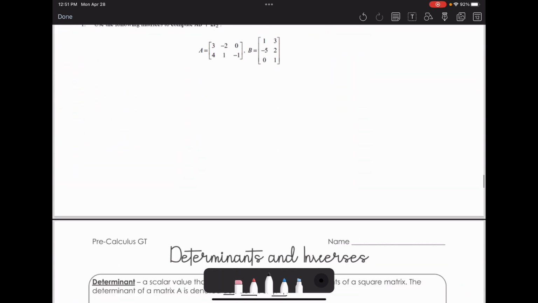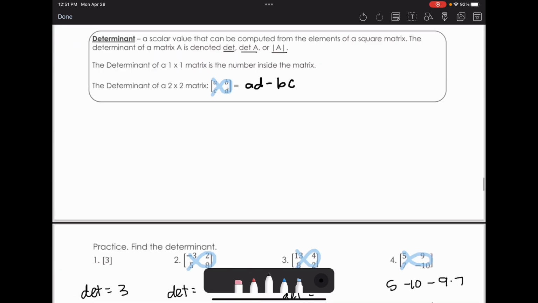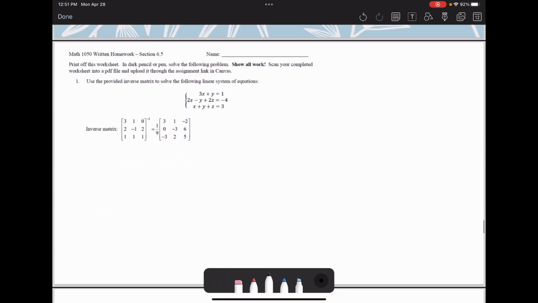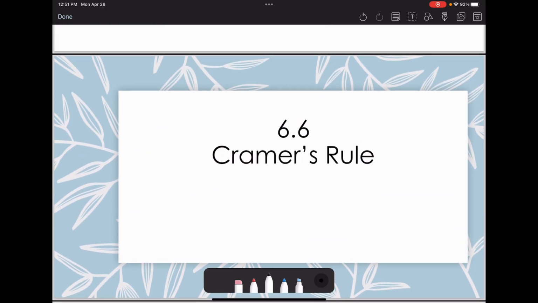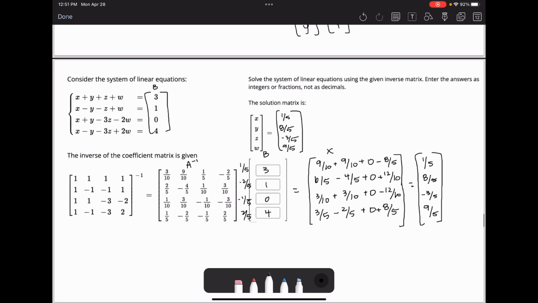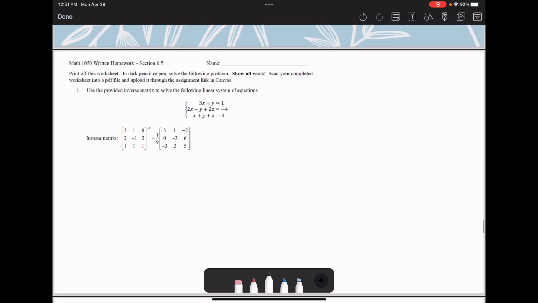Where are we at? Right here, with using the inverse. And then next class, man, so much scrolling, I apologize, we're going to be talking about a third option, which is called Cramer's rule. But your homework for tonight is fairly simple. You are using the inverse that they gave you to solve the system of equations. So that's exactly what we just did on this last problem. But on your homework, it's a 3x3.